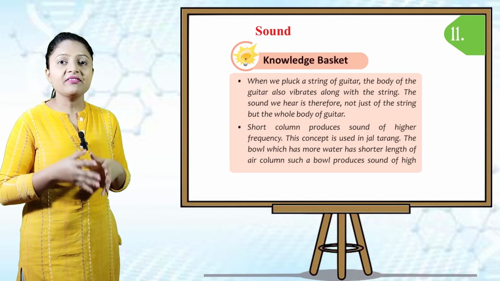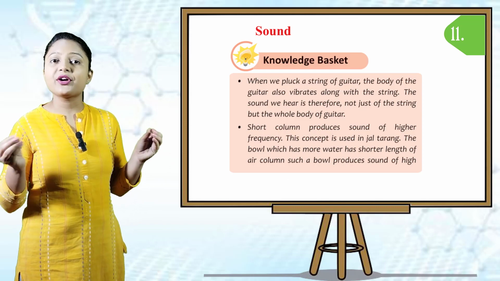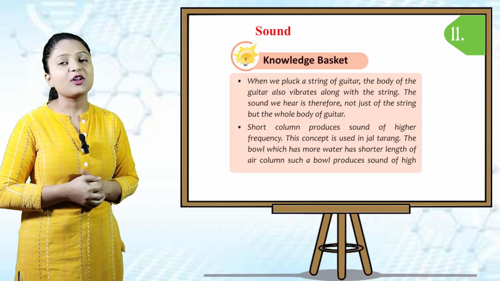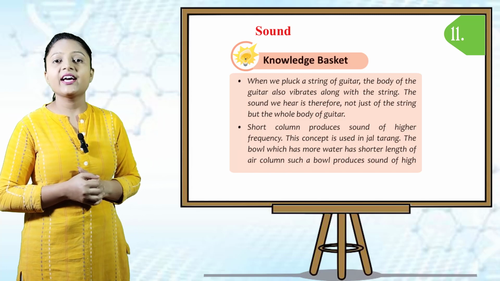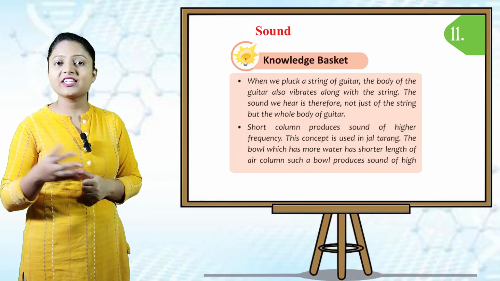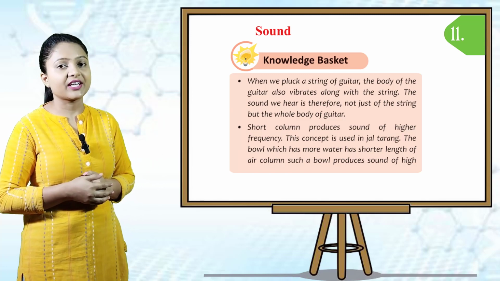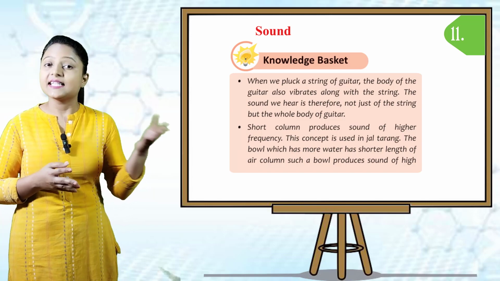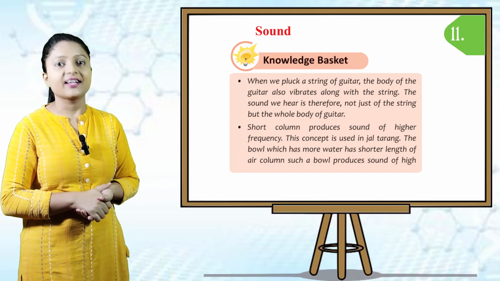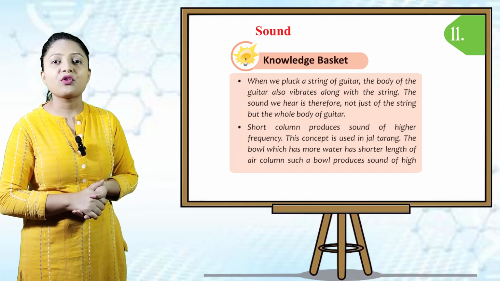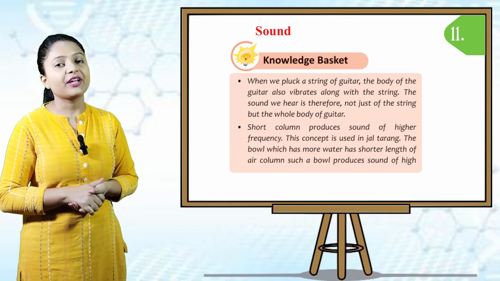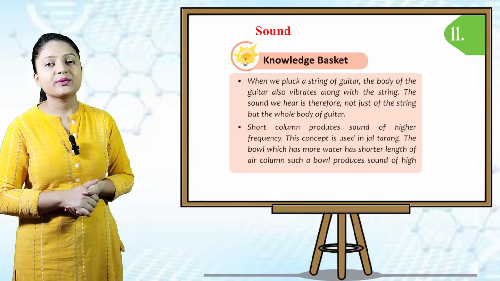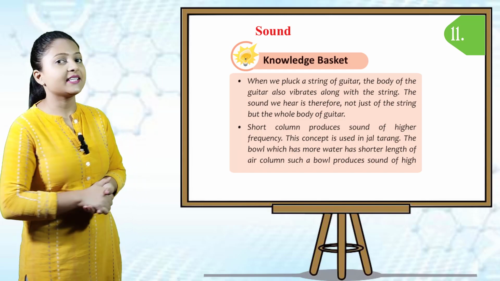Knowledge basket. When we pluck a string of guitar, the body of the guitar also vibrates along with the string. The sound we hear is therefore not just of the string but the whole body of guitar. Short column produces sound of higher frequency. This concept is used in Jal Tarang. The bowl which has more water has shorter length of air column. Such a bowl produces sound of high frequency.